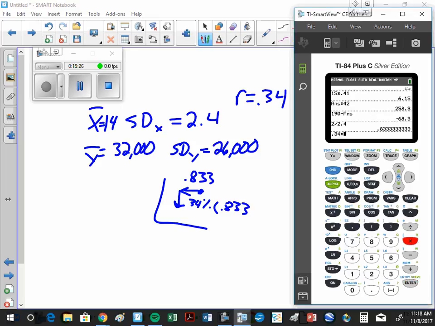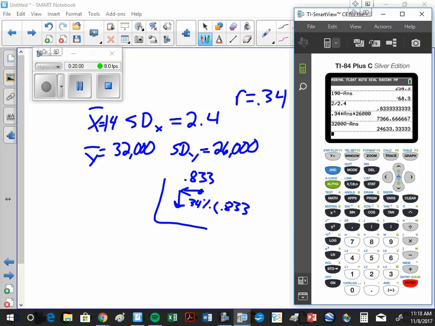Then we multiply that by the SDY. 0.34 times the answer multiplied by $26,000. So we're going to drop $7,366. So I take 32,000 and subtract the answer: 24,633. That would be the estimate. Now, how accurate do you think that's going to be? Hardly accurate at all. Why?